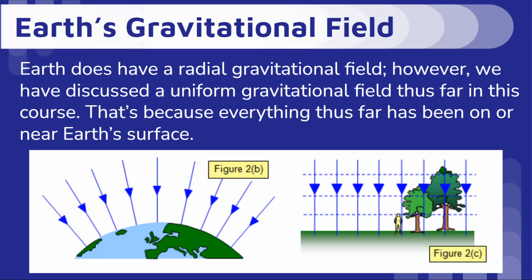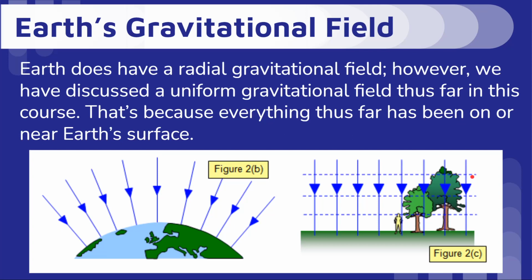All right, so when we talk about Earth's gravitational field, it is a radial gravitational field, just like in the diagram I showed you. However, everything we've talked about so far, we've been so close to Earth's surface that we have discussed a uniform gravitational field, rather than one that is changing and getting weaker as you go higher up. That's because everything thus far has been on the surface. So if you look at it on the scale of where we're at, the gravitational field of Earth does look like this. It doesn't appear radial. It appears to be a uniform field where the field strength is equal at every point.